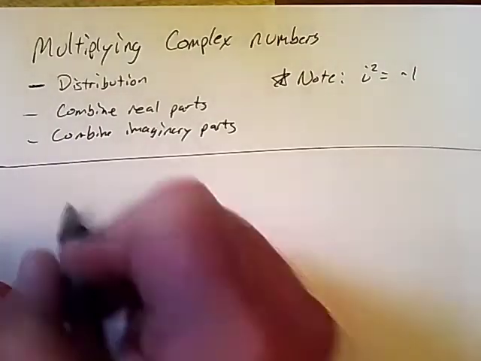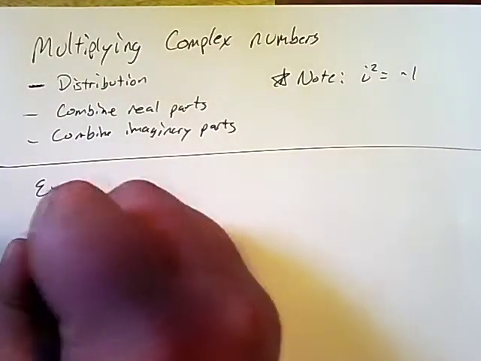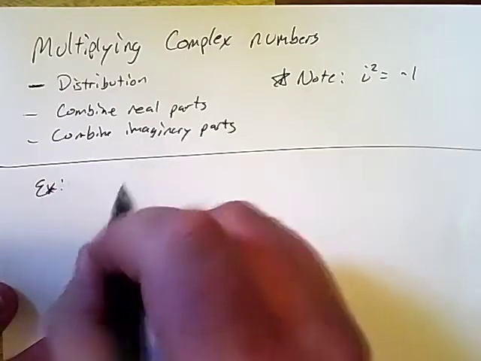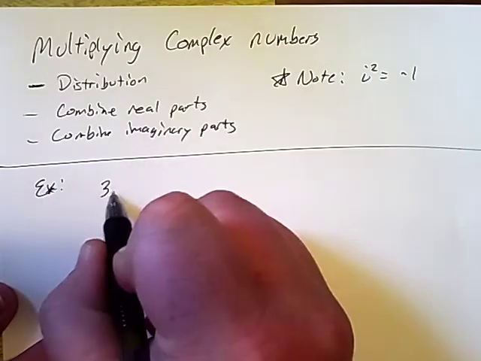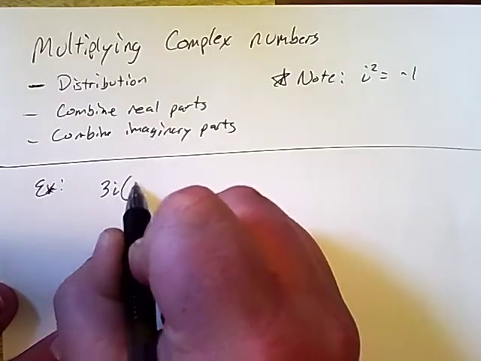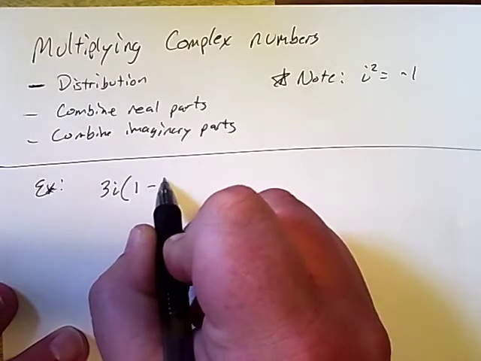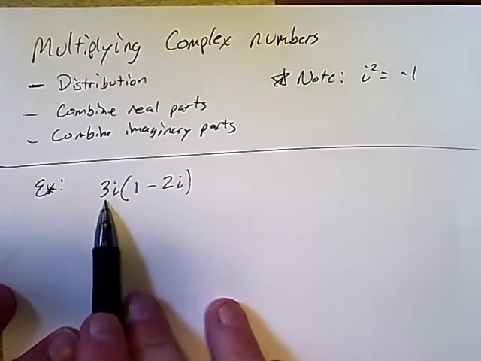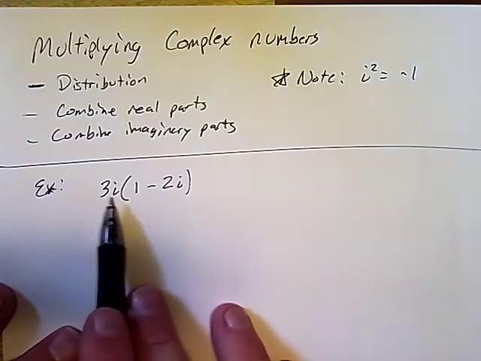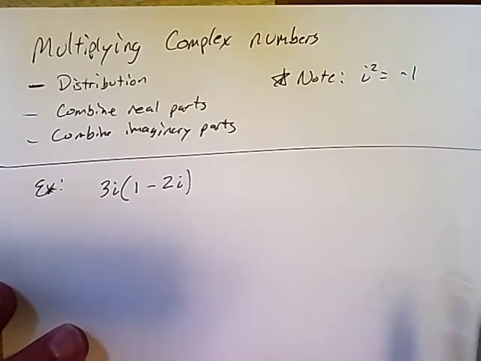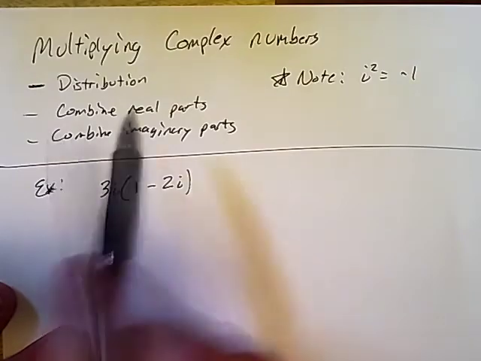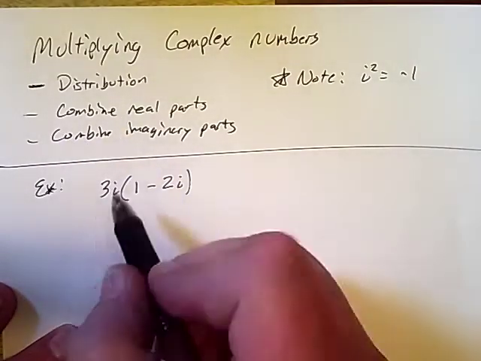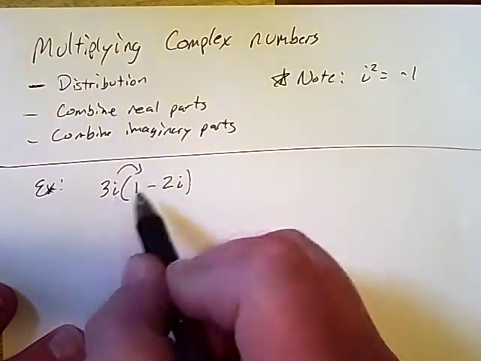All right, so let's try a couple of examples here. What happens if I have 3i times (1 minus 2i), right? So here I have a complex number of 3i, and I'm going to multiply it with a complex number 1 minus 2i. Right, so here we're going to distribute first. So I'm going to distribute 3i to the 1.